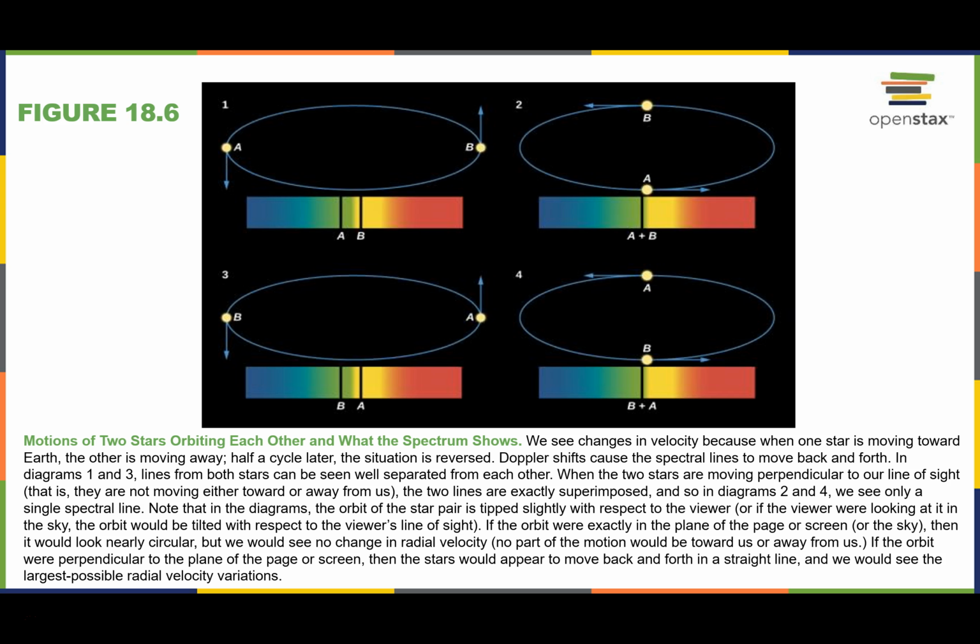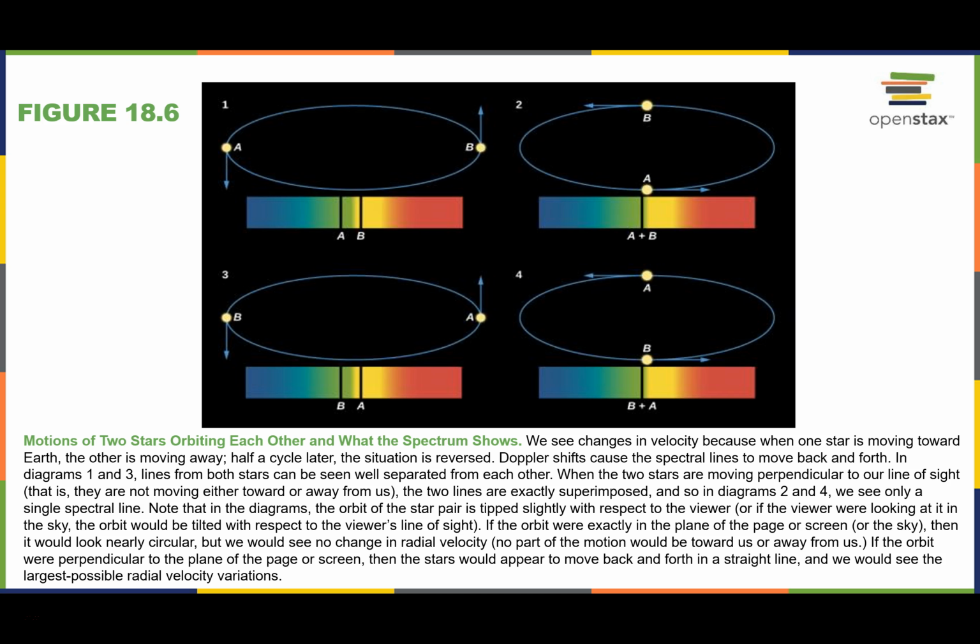This would be the common center of mass, and the stars kind of go like this. That's actually what this figure is showing you. So the stars are going around something in the center. Now I'm going to turn it this way, and now look for the Doppler shift. They're orbiting the common center of mass. This one goes towards you, this one goes away.